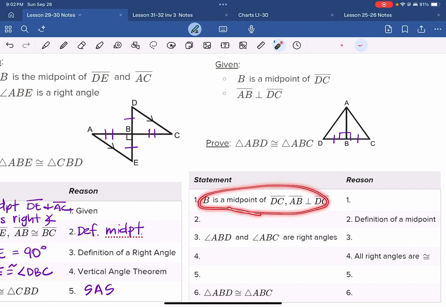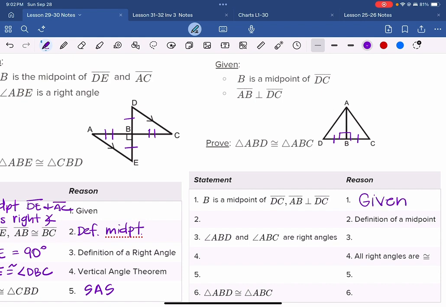Okay, so remember, we always start with the given. So all they've done is rewritten this. And the reason, well, right here. It's been given to us. So the reason for number 1 is given. Number 2 says definition of midpoint. And like they told us, segment DB is congruent to segment BC. We know that because of definition of midpoint.